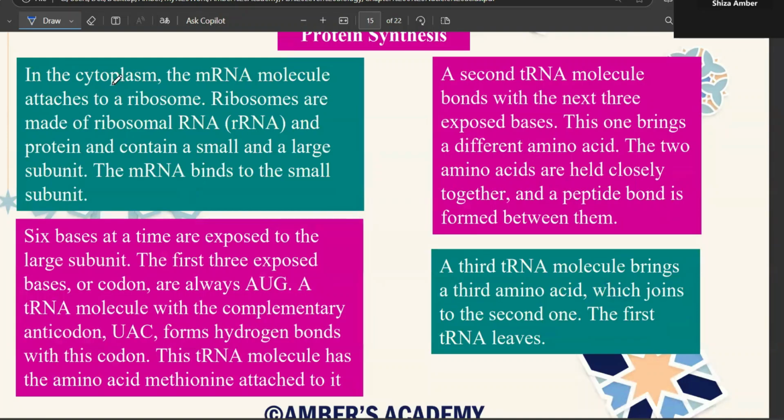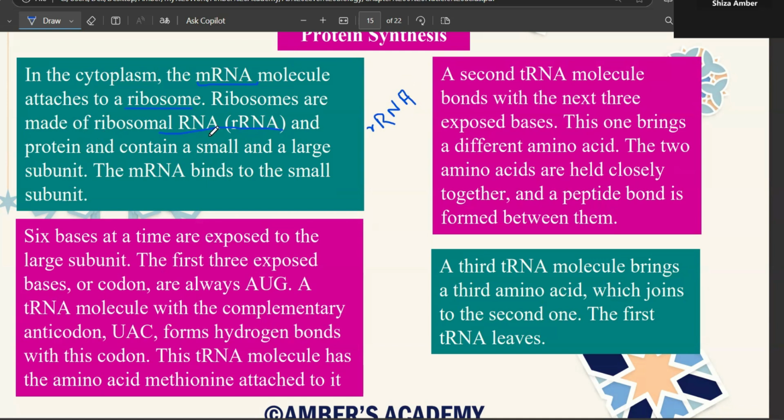Okay, in the cytoplasm, the mRNA molecule attaches to a ribosome. This mRNA molecule, which came from your nucleus, is going to attach to a ribosome. We already know that there are ribosomes present in the cytoplasm. They'll attach to ribosomes, and ribosomes are made up of ribosomal RNA. So you now need to remember that this is the other type of RNA, small r, then capital RNA. So you are going to do three types of RNAs: mRNA, tRNA, and rRNA.